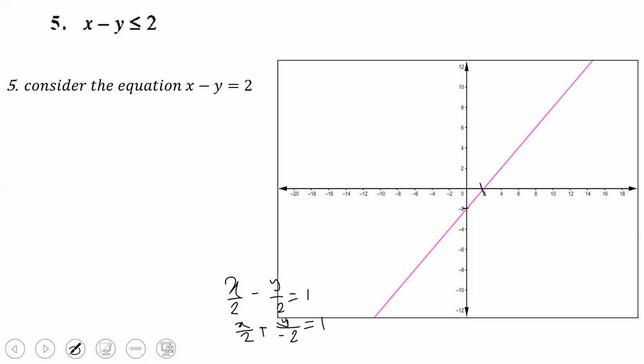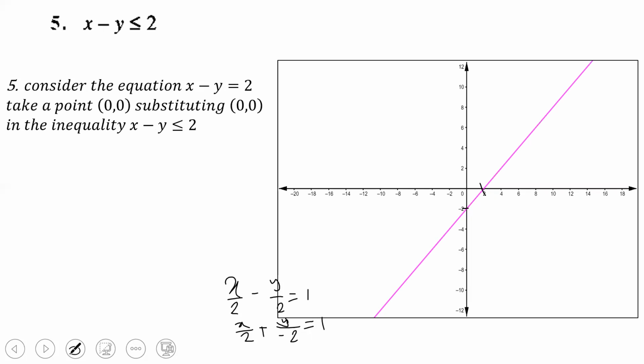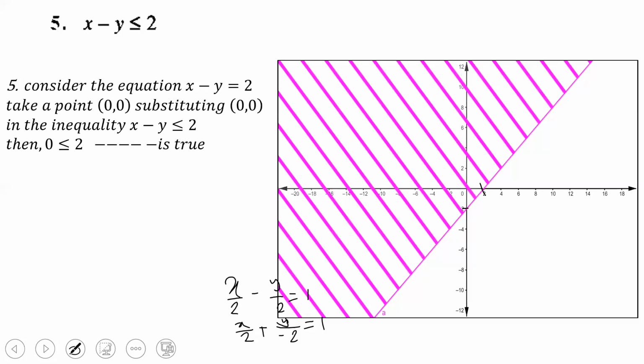Okay. Now, same process. Take the point (0, 0) and substitute it, that is x equals 0, y equals 0, in the inequality x minus y less than or equal to 2. So you will find 0 is less than or equal to 2. It is true. 0 is always smaller than 2. So that means the solution region is towards the origin, that means the upper portion or the left hand portion of the line is the solution region.